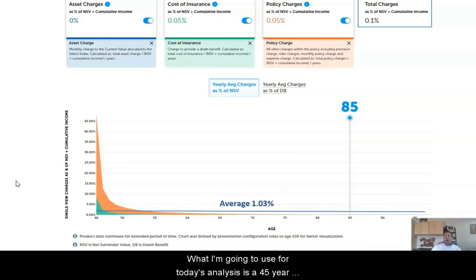Now, what I'm going to use for today's analysis is a 45-year-old male in good health, $1 million death benefit. We're going to fund the maximum premiums into the policy that the IRS allows, and we're going to fund it for a 10-year time period. Now keep in mind, the IUL expenses will differ for each client primarily based upon three things. First and foremost, the most important is the design of the policy.